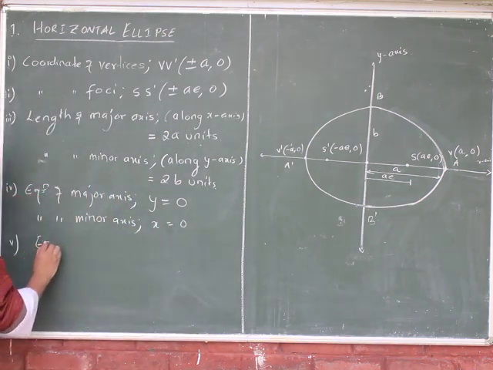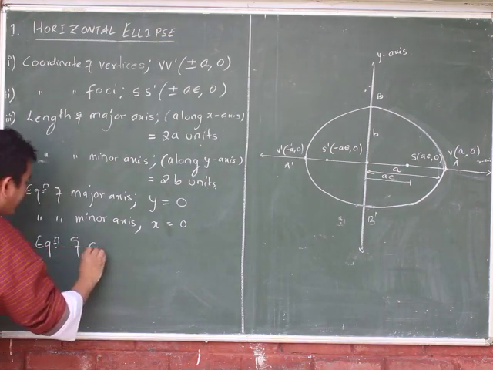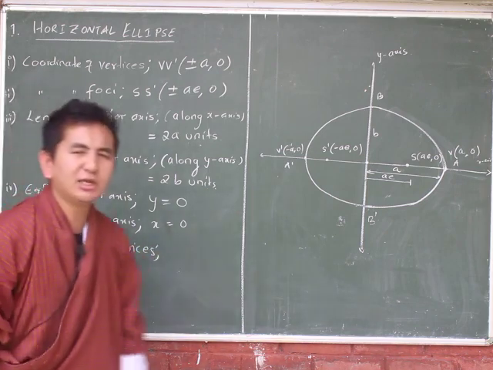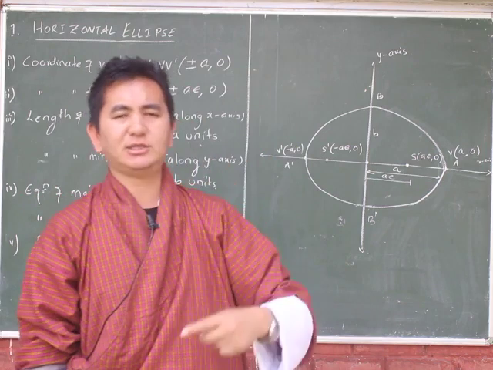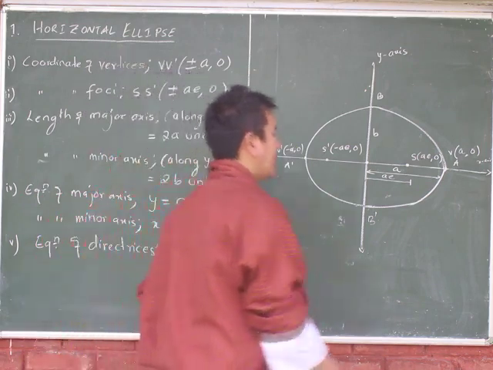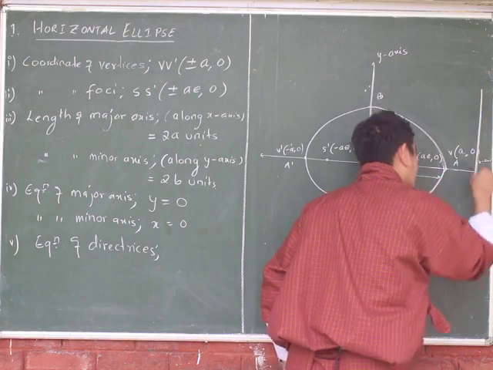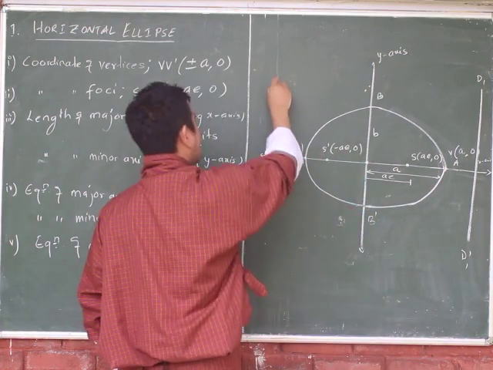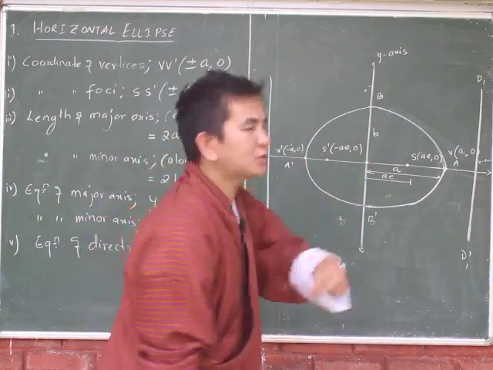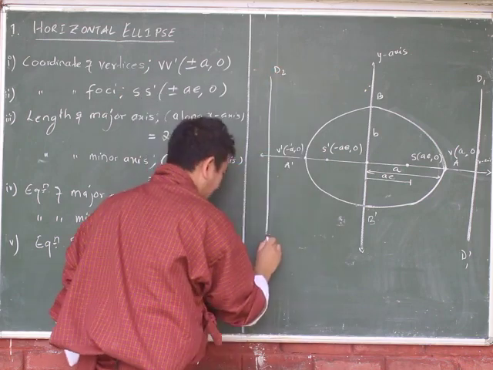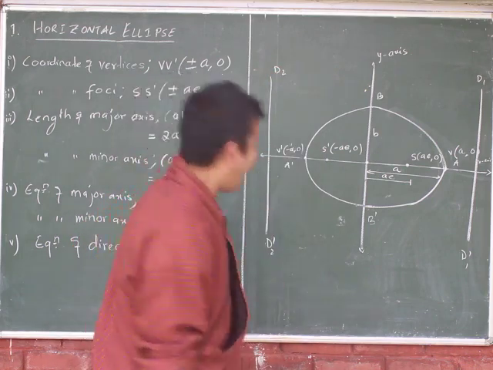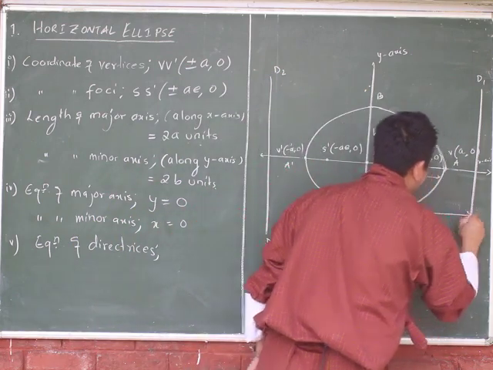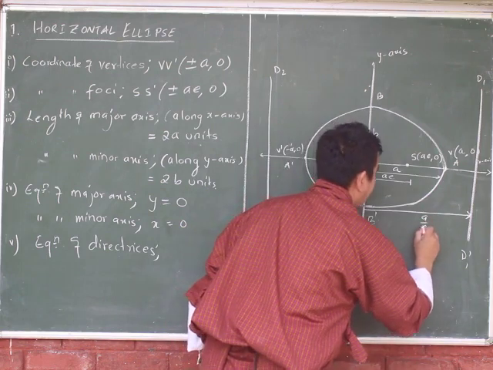Number 5, we are going to see the equation of directrices, because here we have two directrices. One directrix we have seen under parabola. Here we have two directrices. One directrix is somewhere here, say D1, D1 dash, and another directrix will be here because we have two focus points. Here it is D2, D2 dash. Now from this center to this directrix, the distance is given by A by E.